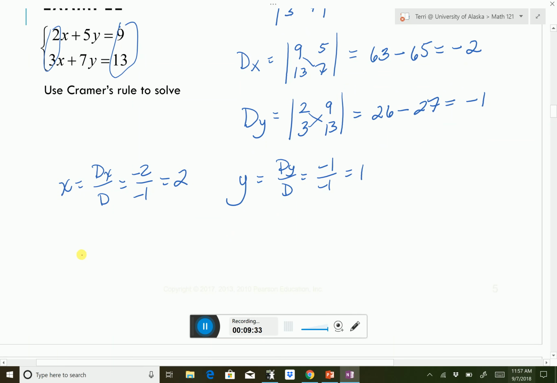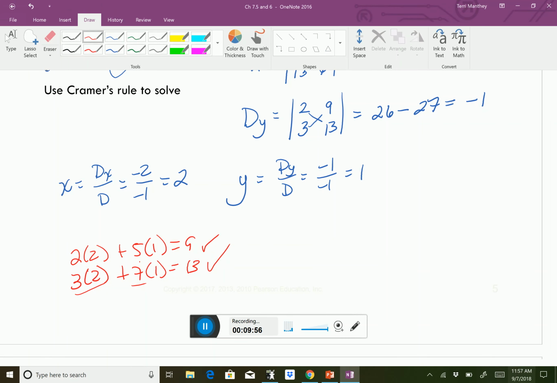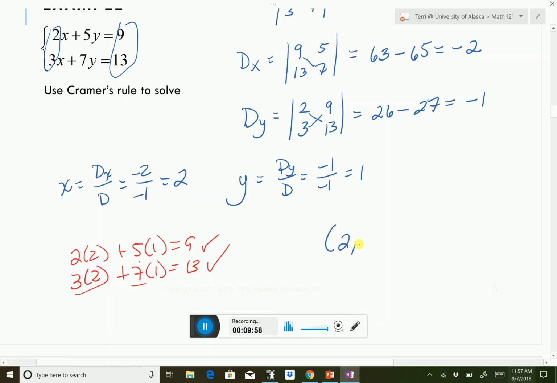Okay. So 2 times 2 plus 5 times 1 is 9. 4 plus 5 is 9, yes. So 3 times 2 plus 7 times 1 is 13. 6 plus 7 is 13, yes. So the ordered pair that solves this problem is 2, 1.